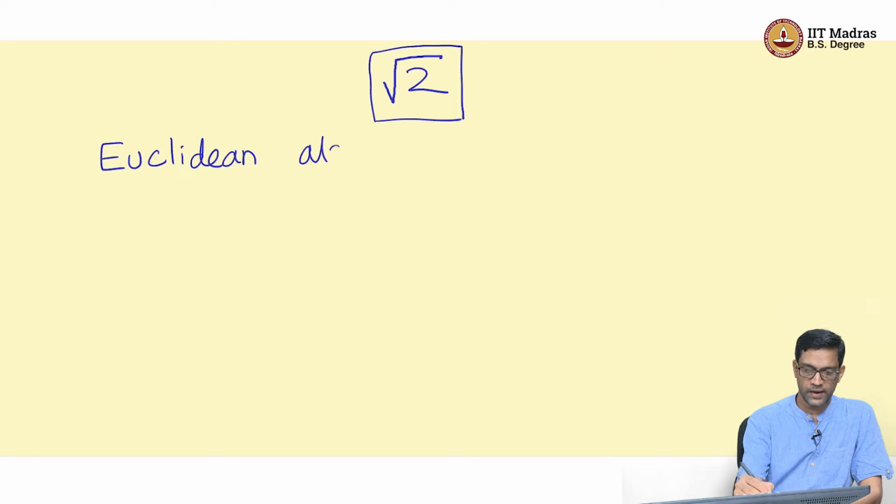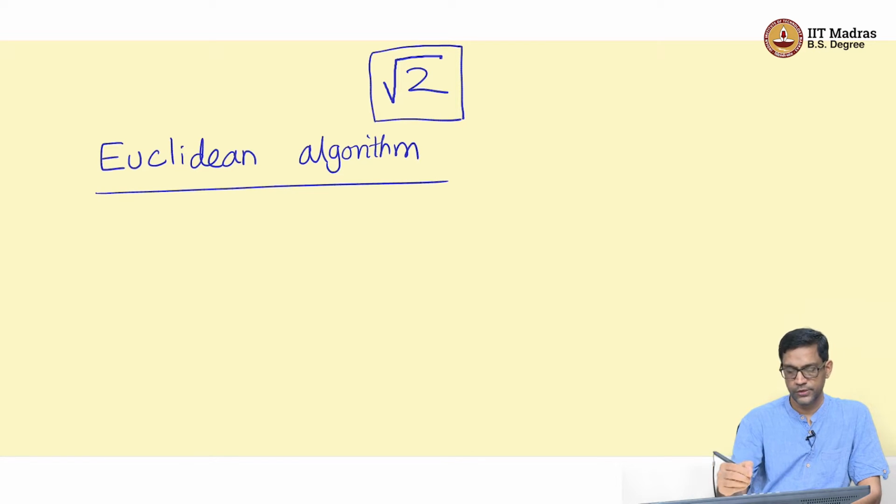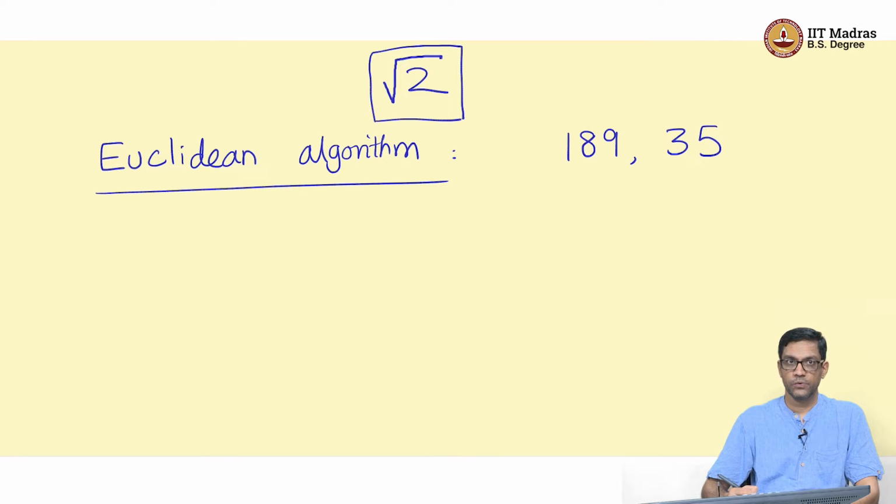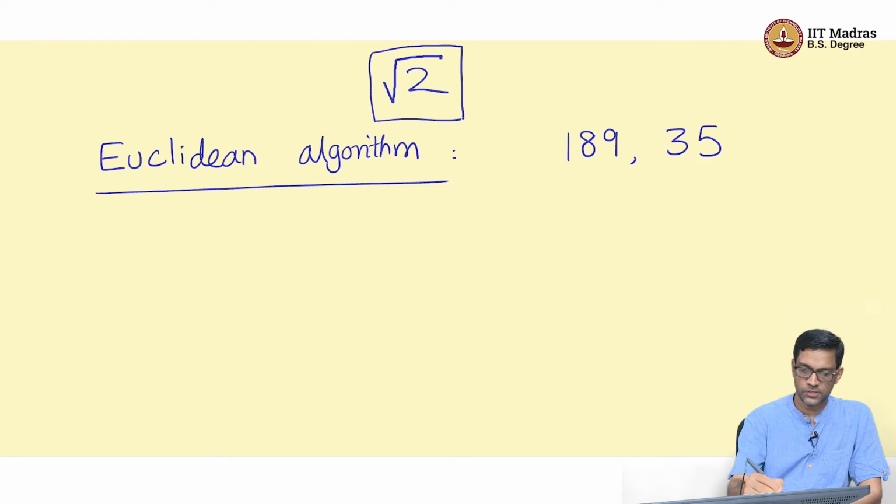Recall that we had the Euclidean algorithm. So what was the Euclidean algorithm? It was actually used to find the GCD of two numbers. If you recall how the Euclidean algorithm worked, if you had to find the GCD of say 189 and 35, which was the example we had looked at back when we talked about the Euclidean algorithm, we find, so this is for the GCD.